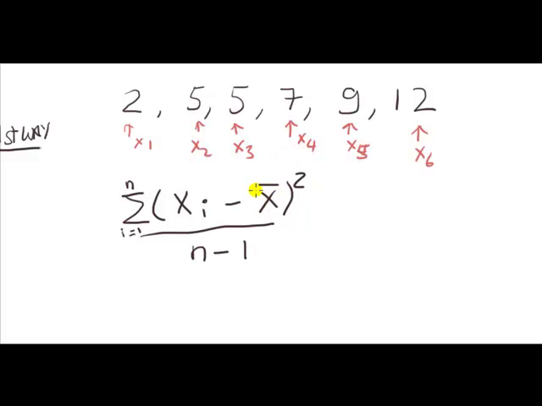This is read as x bar, and x bar denotes the sample mean. Finally, we've got n, which appears here and here. n denotes the number of observations. Here we have n is 6 because we've got 6 numbers.